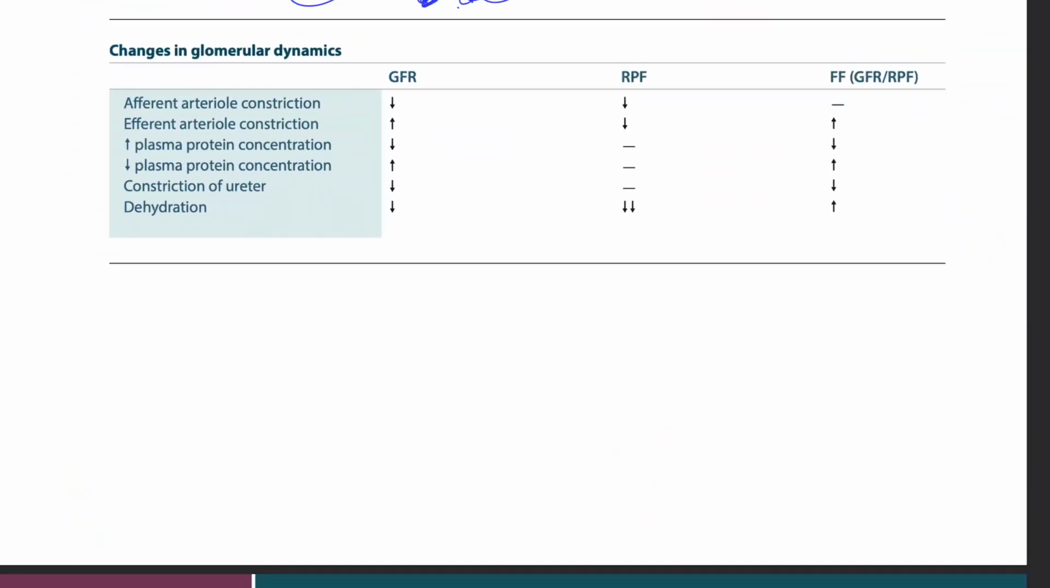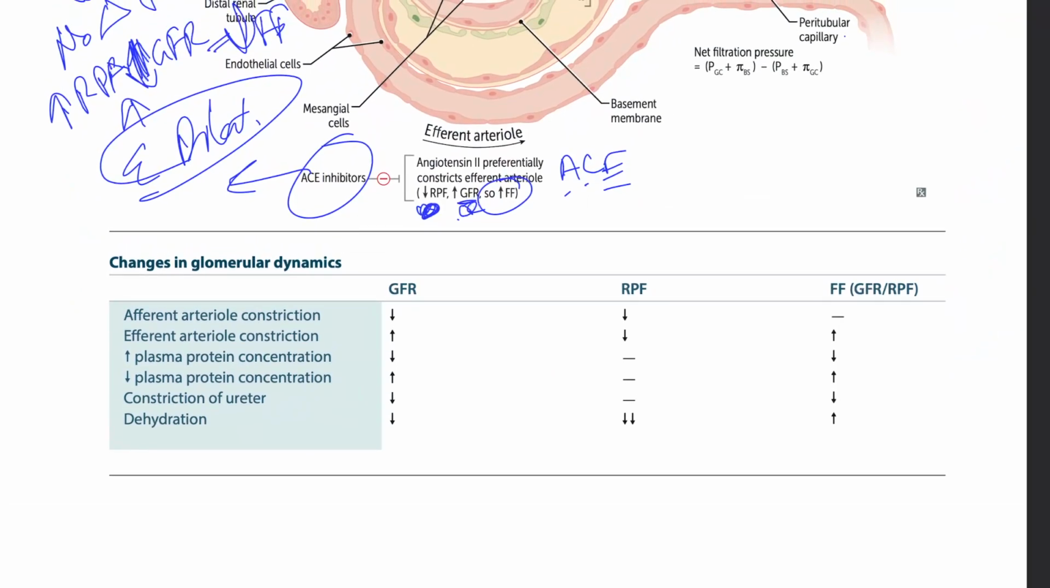Okay, let's look at changes in glomerular dynamics. When you have an afferent arteriolar constriction, afferent is the one that is coming in. What's going to happen to your GFR because you have constricted? The GFR is going to decrease. What's going to happen to your renal plasma flow? That is also going to decrease, because you have constricted the incoming traffic, right? And what is going to happen to your filtration fraction? If both are decreased, they're equal, so no change.